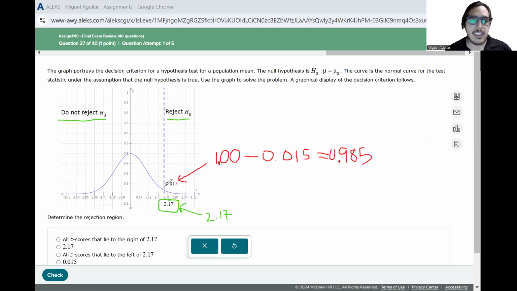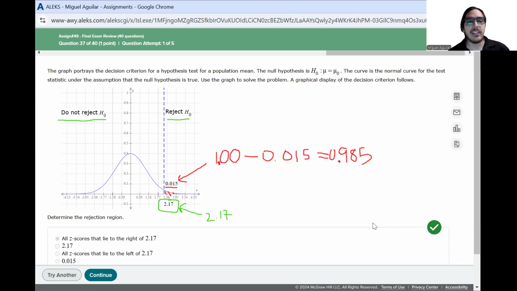What I'm thinking that this value represents is the probability of, or the area under the curve on this side of this z-score. Anyway, getting back to what this question is actually asking us to do. It's saying determine the rejection region. Well, clearly based on the graph, the rejection region is anything to the right of this z-score value, which is 2.17. So I'm just going to go ahead and Hail Mary this one. That should be correct based on everything that we've talked about.